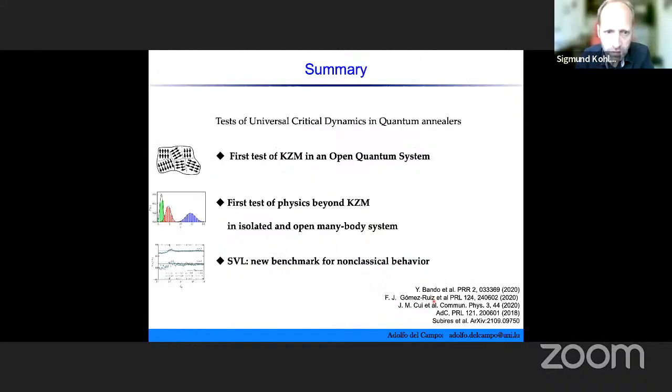Okay, so with this, I want to close. I announced the basics of Kibble-Zurek and presented the first test in an open system, and the physics beyond in an isolated system in this recent preprint of last week. I'm not a co-author of that, but our work was essentially dissipative. And as a byproduct, we also introduced a classical benchmark which makes it much harder to rule out classical behavior, and can capture much of what is in many of the previous experiments.